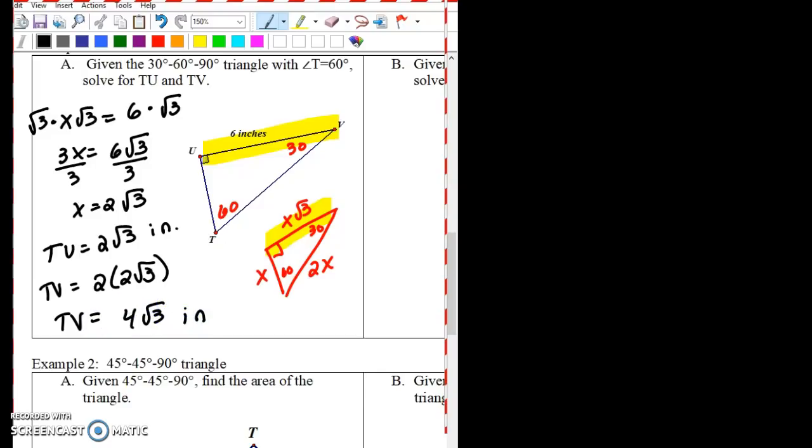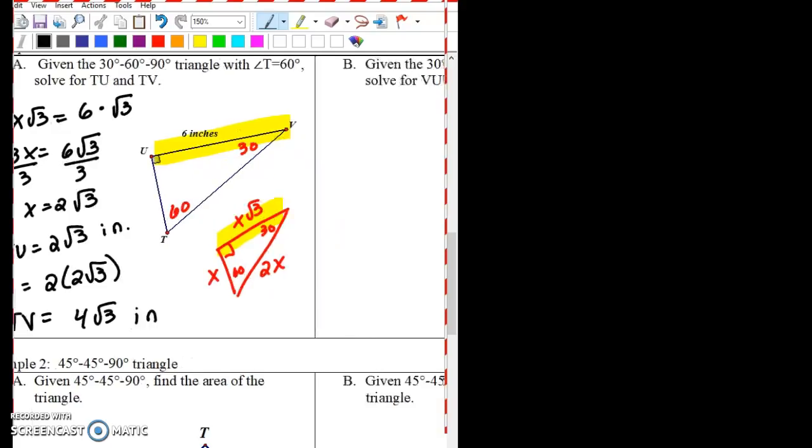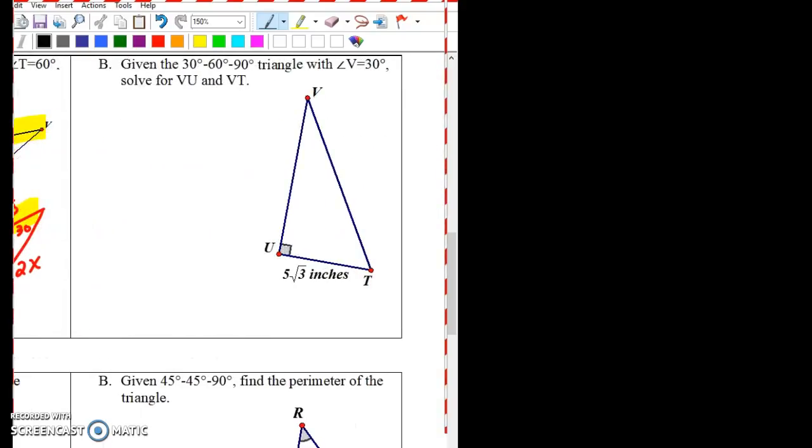What do you guys think? Not too bad? Let's try one more. 30, 60, 90. So you have another 30, 60, 90. It tells me that U is 30 degrees. So that means this is 60. I like to draw an identical, well, not identical, but similar triangle to it.